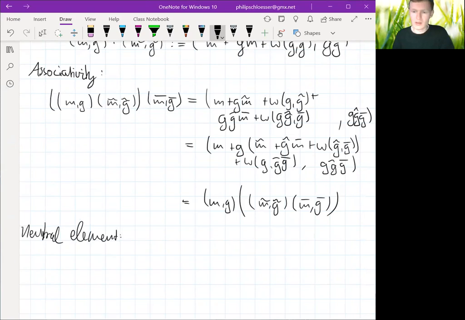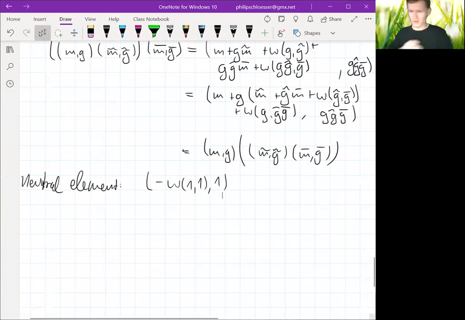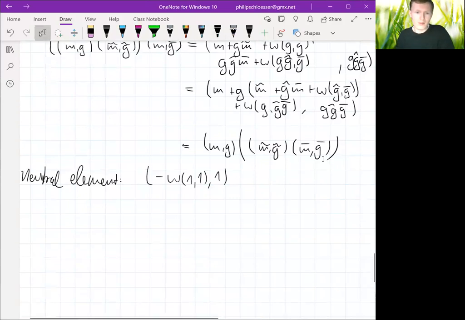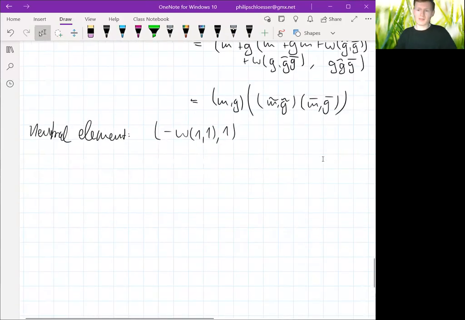And that one is given by minus omega 1, 1, and 1, whereby 1 I denote the neutral element of G. And I guess you should have to verify that if you multiply it on the left and on the right, you get the same thing, but it essentially just works out. And we want to have inverses.